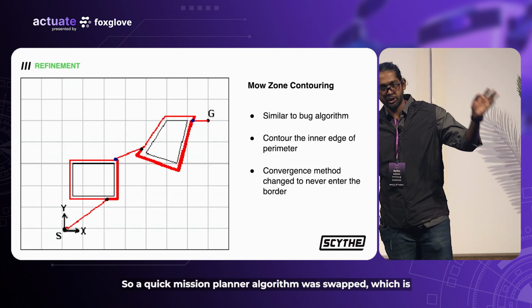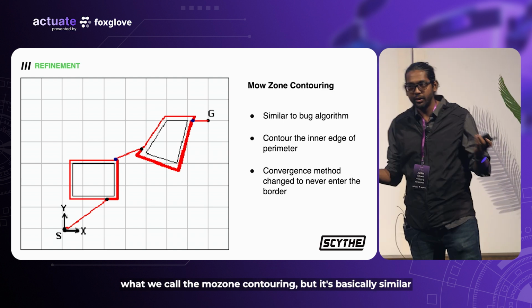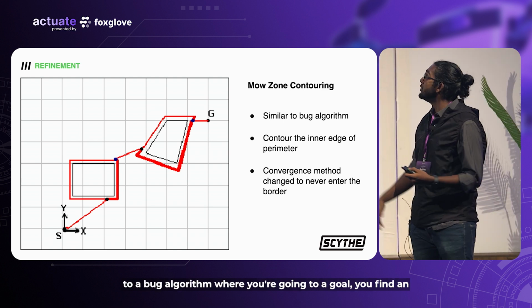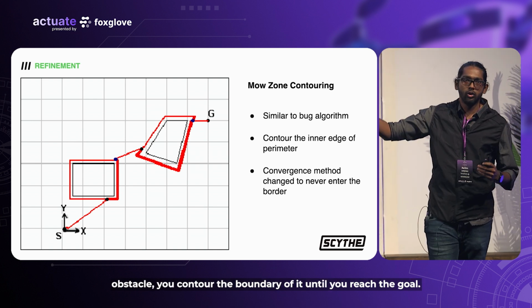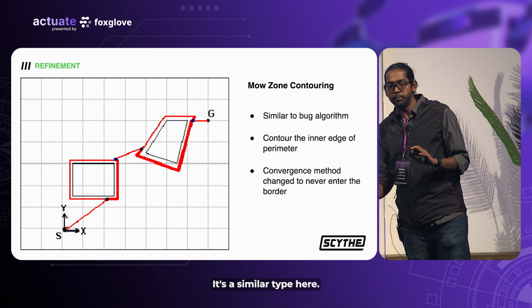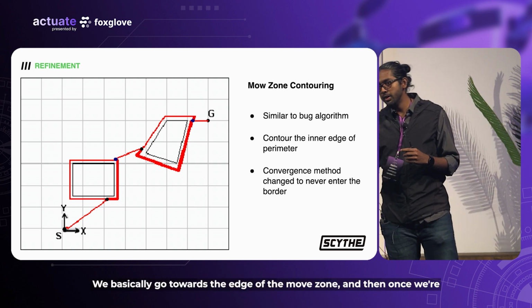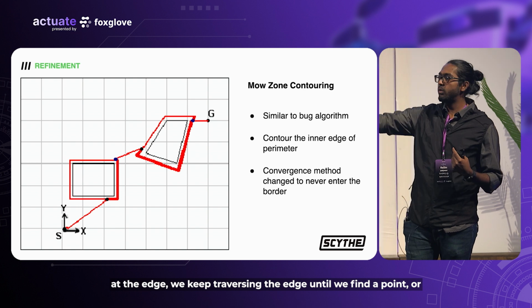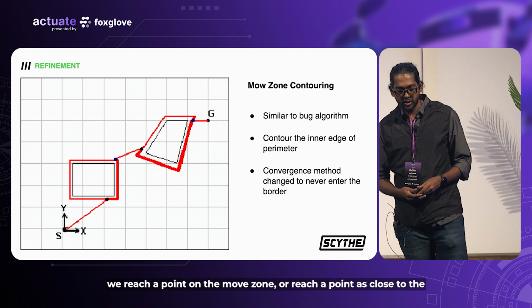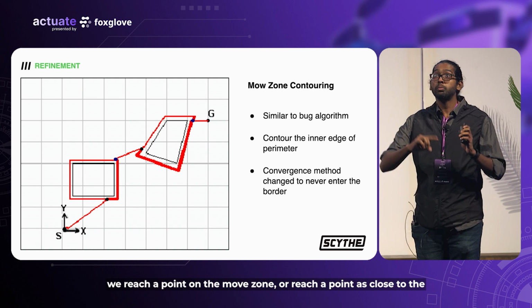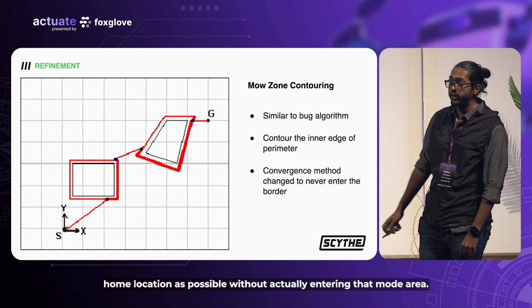So a quick mission planner algorithm was swapped, which is what we call the mow zone contouring, but it's basically similar to a bug algorithm, where you're going to a goal, you find an obstacle, you contour the boundary of it until you reach the goal. It's a similar type here. We basically go towards the edge of the mow zone, and then once we're at the edge, we keep traversing the edge until we reach a point as close to the home location as possible without actually entering that mowed area.